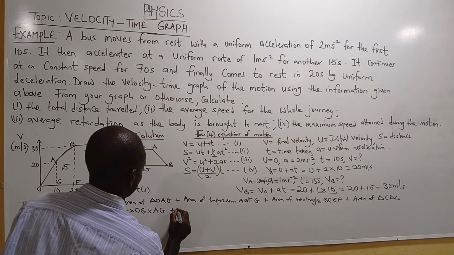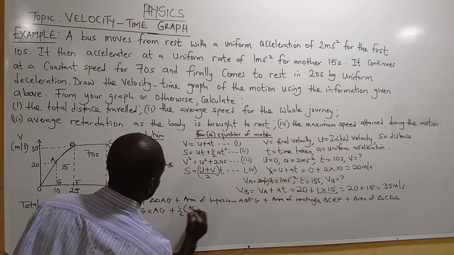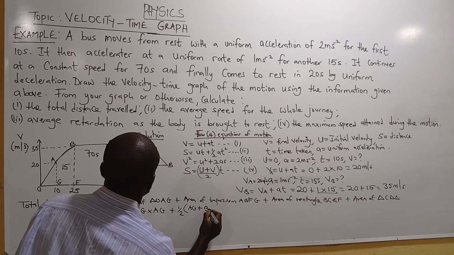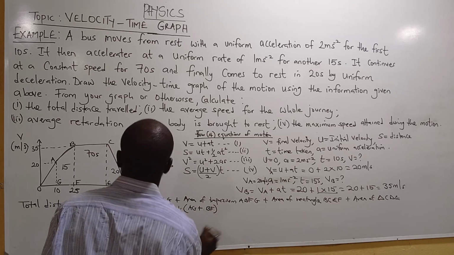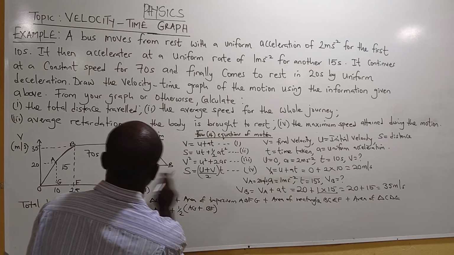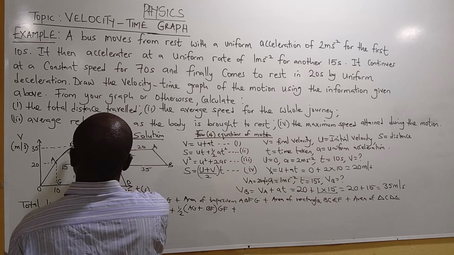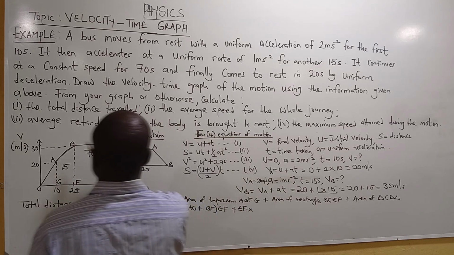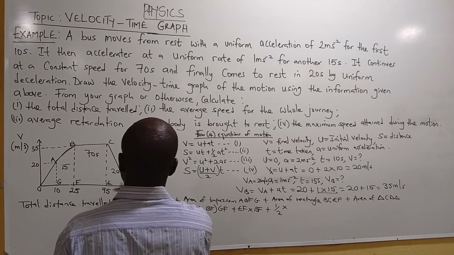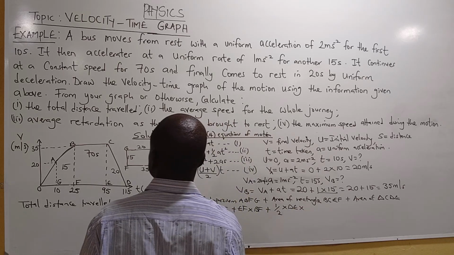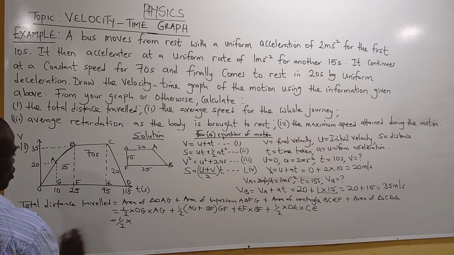Now let's call it half multiply open bracket GA or AG plus BF, let's call the first alphabet first, multiplied by height GF, plus, let's come to this base first, EF multiplied by BF, plus half times DE multiplied by CE.